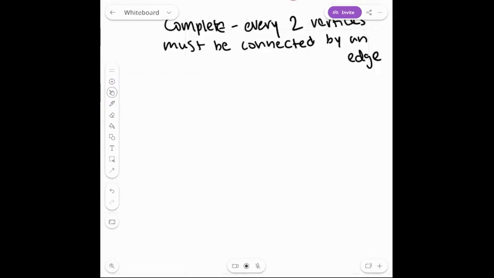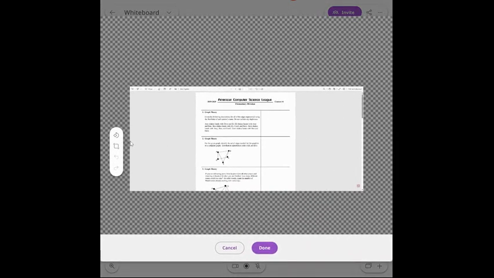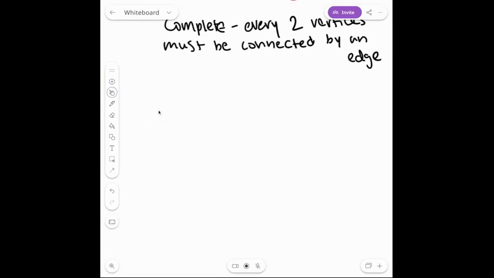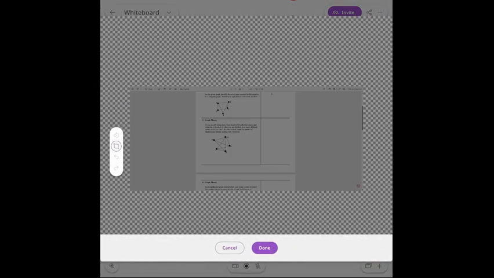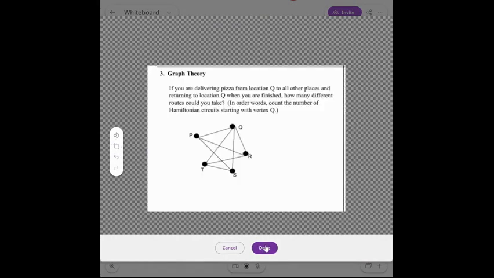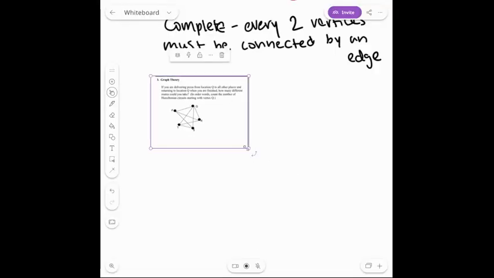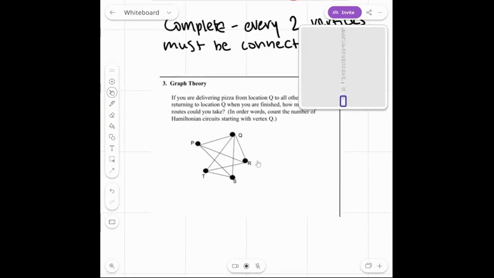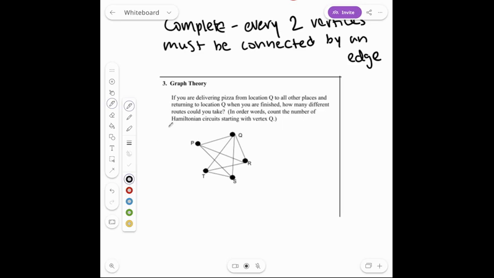Okay, next problem. If you are delivering pizza from location Q to all other places and returning to location Q when you're finished, how many different routes could you take? In other words, count the number of Hamiltonian circuits starting with vertex Q.